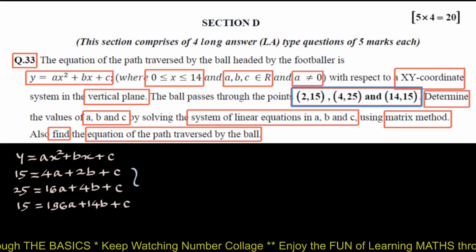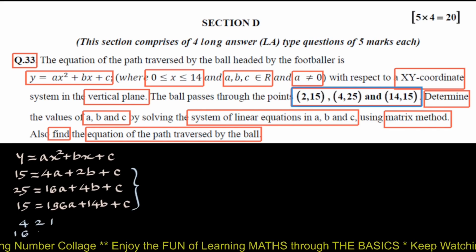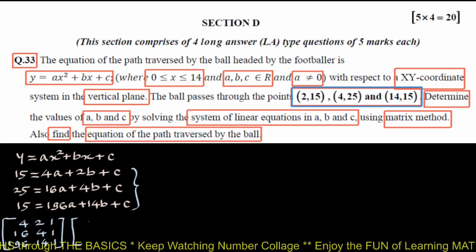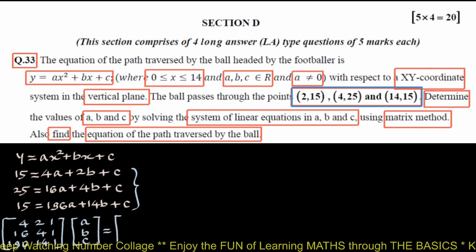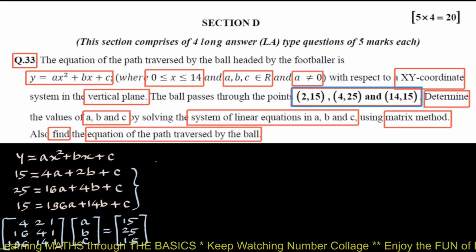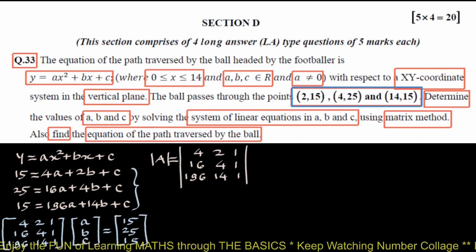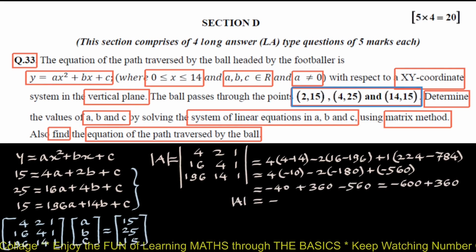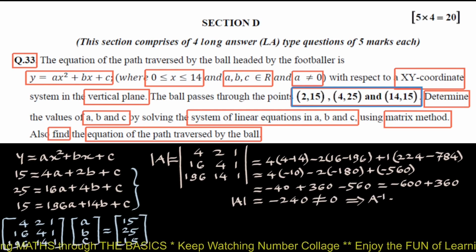We will write this set of equations in matrix form as 4, 2, 1, 16, 4, 1, 196, 14, 1 into the column matrix a, b, c equals the column matrix of constants 15, 25, 15. We have the coefficient matrix A, whose determinant, which we solve, will be minus 240, not equal to 0, implying A inverse exists.